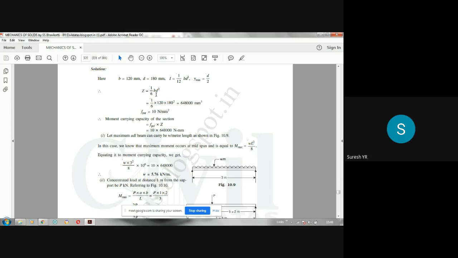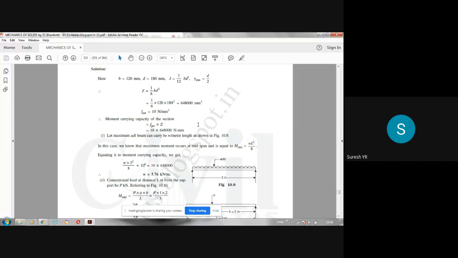So BD square by 6. B is 120, D is 180 millimeters. If you simplify that, you will get 648,000 millimeter cube. That is the unit of Z, the section modulus. And he has given the permissible stress value as 10 Newton per mm square. So your permissible stress multiplied by Z gives the value of moment carrying capacity. This is the moment carrying capacity in Newton millimeter. That's what I told, Newton millimeter.